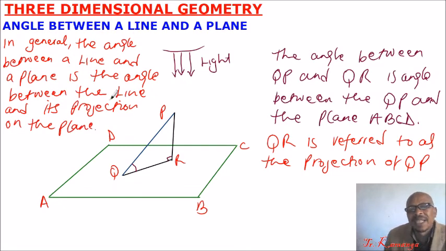So I hope that is very clear, that the angle between line QP and plane ABCD is the angle between the line PQ or QP and its projection, which is QR. So this is the angle, we can call it angle theta. So to get the angle between a line and a plane, you get the angle between the line and its projection. From there, let's have a look at an example to understand it better.